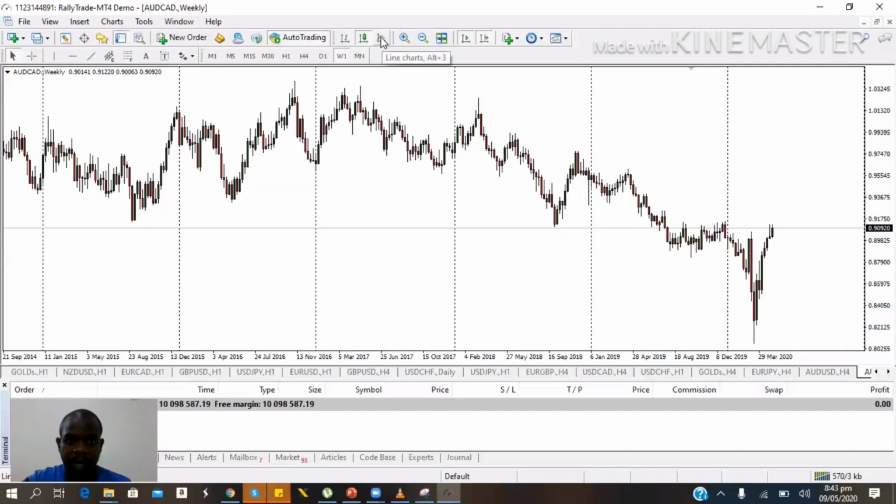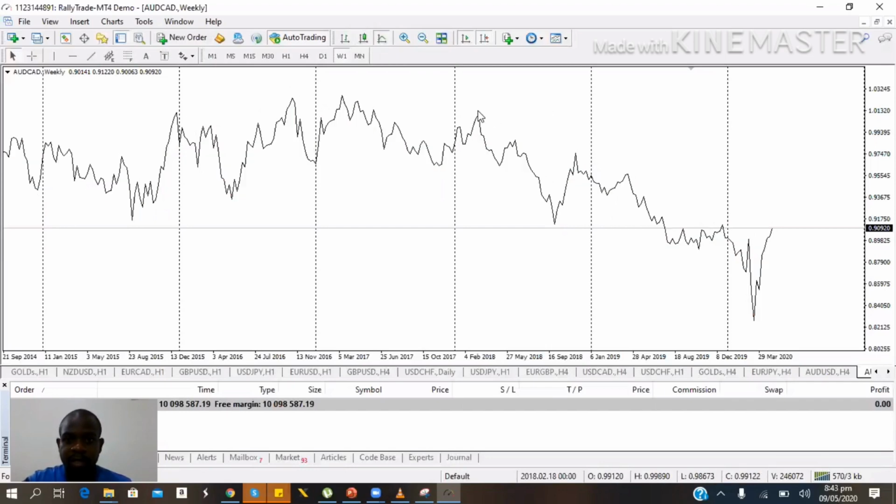So this is up here. You can change it to line chart, so that way you can see the closing prices. Once you do that, you're going to see the closing prices. You can see this peak, and this peak. They almost line up. So what do we do?